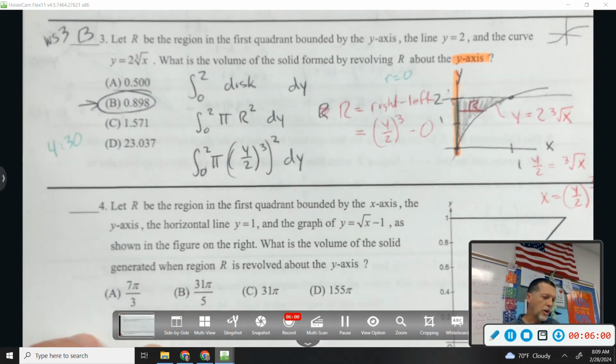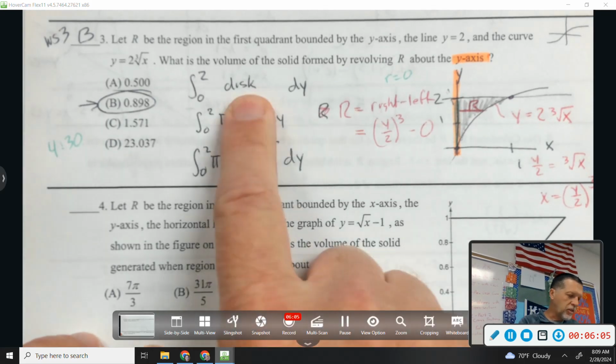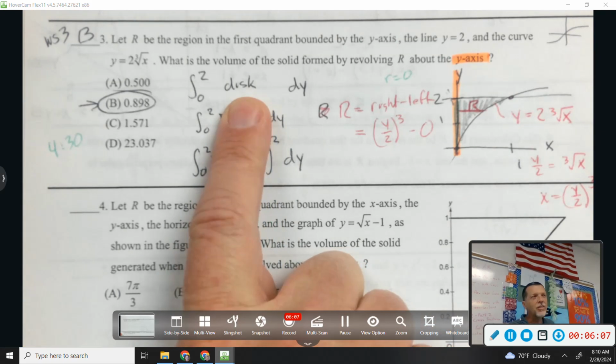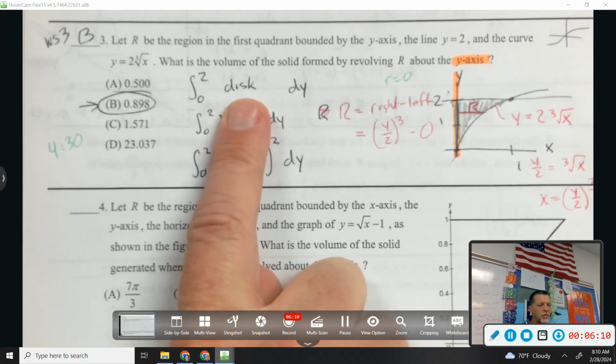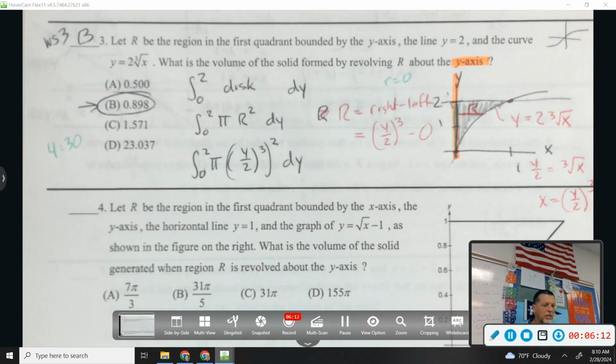Okay, that was a good question because it was a dy problem, and those are always a little bit weirder. It was a disk problem, which is, I think, easier than washer problems, but we've been doing a whole bunch of washer problems, so it was good to go back and look at a disk question.